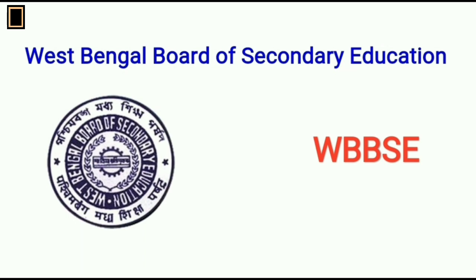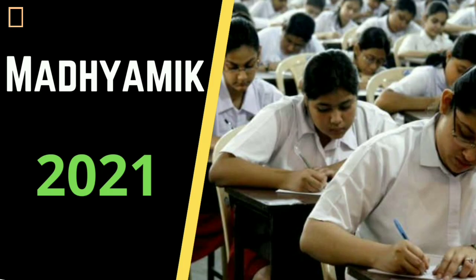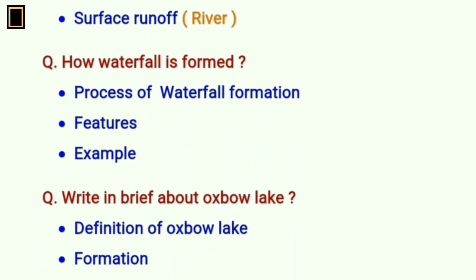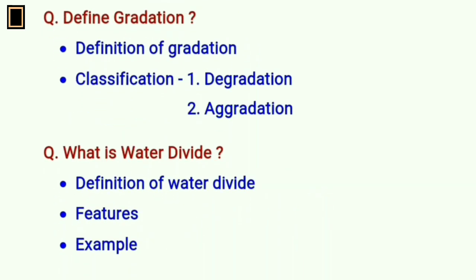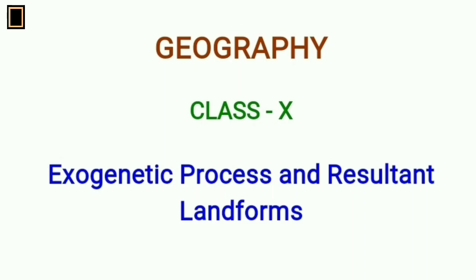But besides continuation of study on digital platforms, assessment is also important to improve overall development skills. As per the syllabus of the West Bengal Board of Secondary Education, and in view of the Madhyamik exam 2021, we are going to highlight some important questions and points from Geography of class 10 on the first part of the chapter Exogenetic process and resultant landforms.